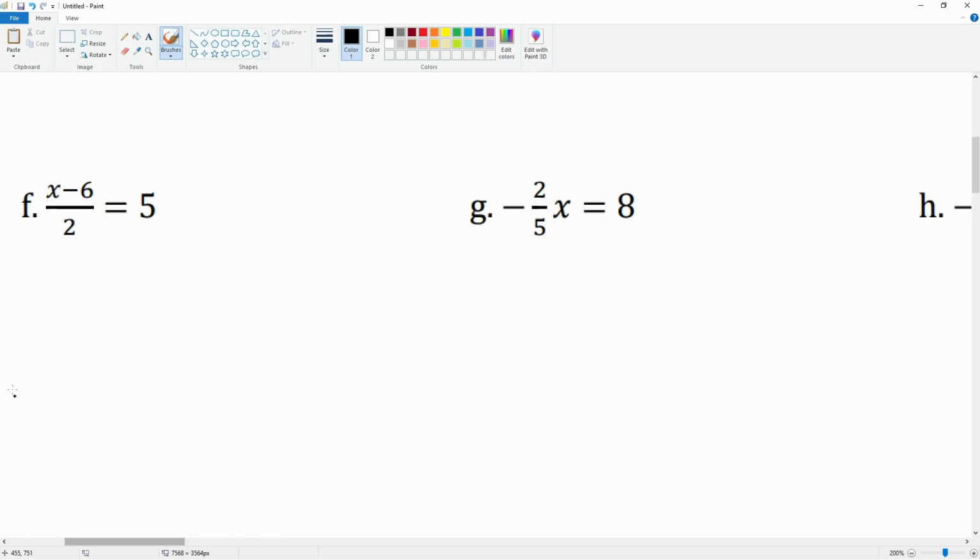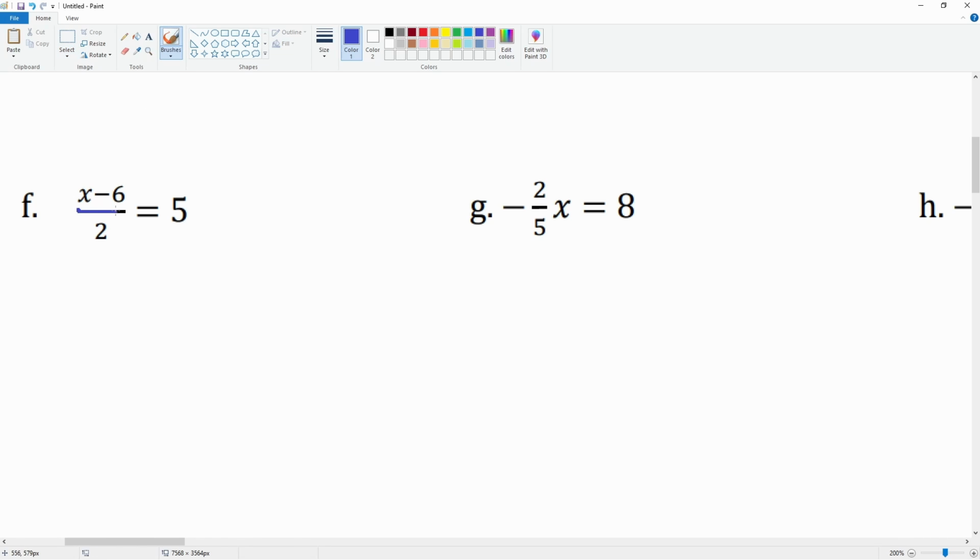Question F. We have x minus 6 divided by 2. A lot of you will try to add the 6 here to both sides. This cancels. You are incorrect. You're not allowed to do that. The -6 is stuck inside the fraction. So what should you do first?